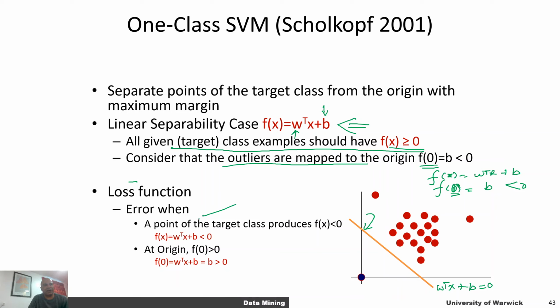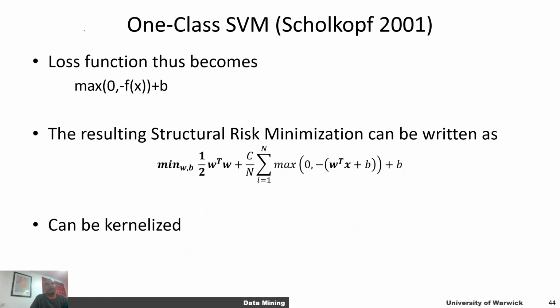So there is an error whenever a point of the target class produces f of x less than 0. And the other corresponding target or loss is going to be when the origin is producing a score that is greater than 0. So if we combine these two ideas, we come up with a very simple loss function, which is given over here. Now you see that this loss function that is on your screen has two components. It produces a positive value whenever b is positive.